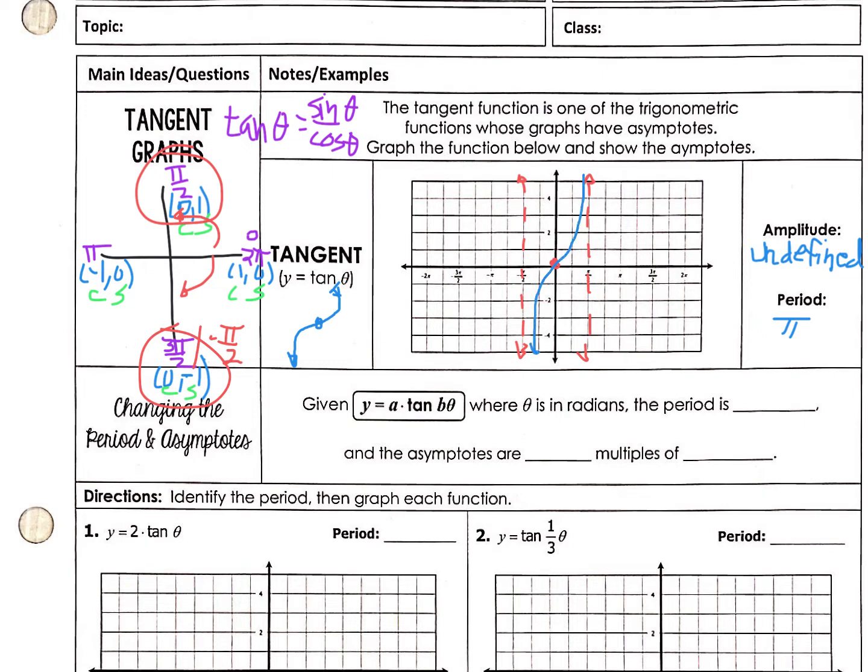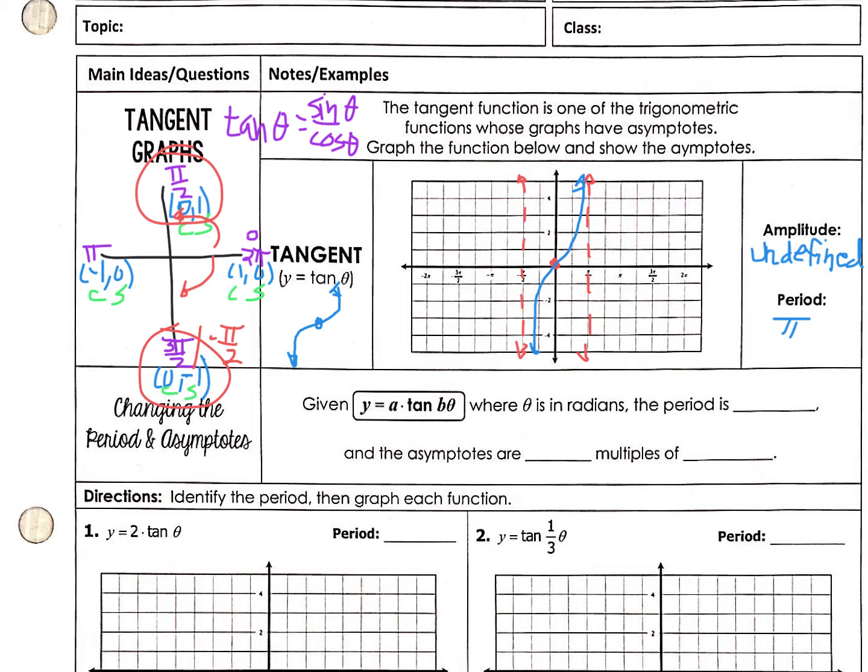So that is one period of tangent. And then all you have to do is space your next set of asymptotes. So if these are 4 units apart, the next set are going to be 4 units. So 1, 2, 3, 4. So we're going to put another one here at 3 pi over 2. So you're going to see that you're going to have an asymptote at every pi over 2, right?